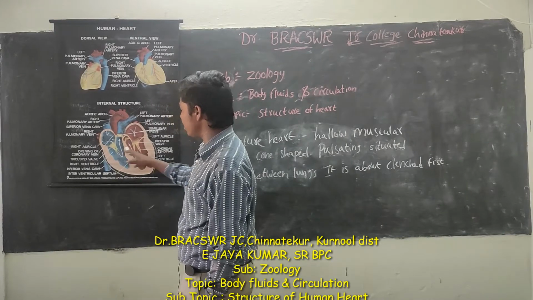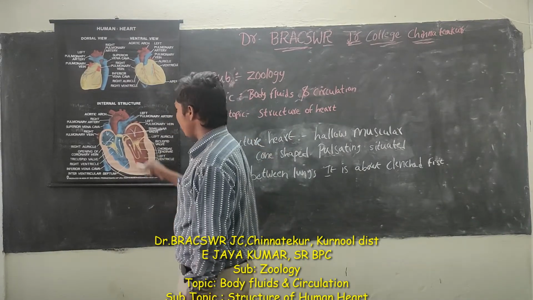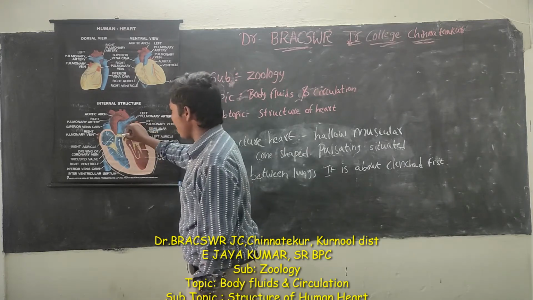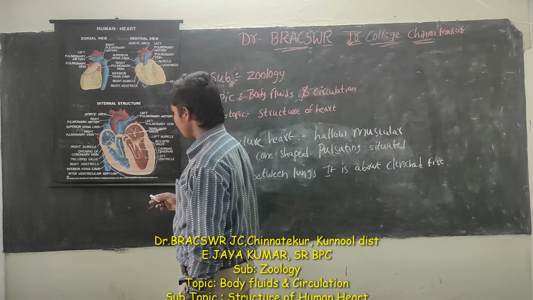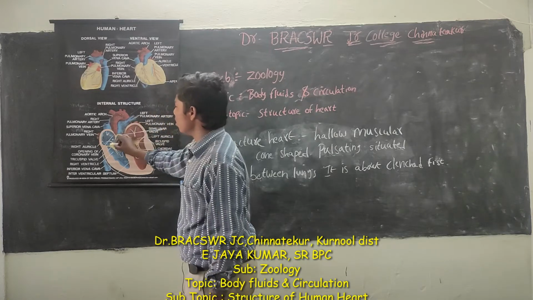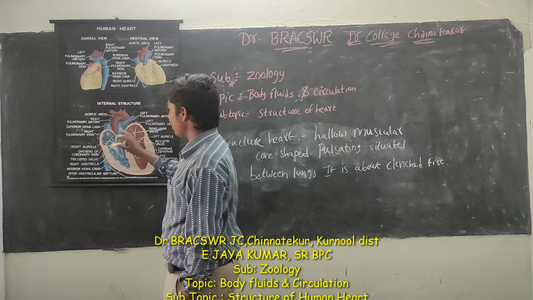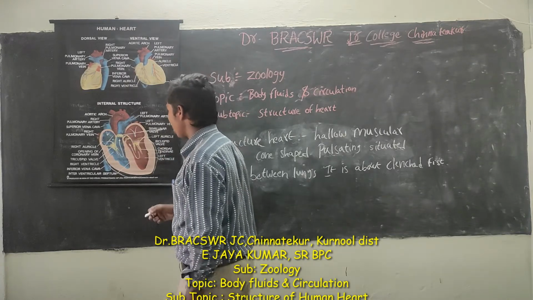The two ventricles are separated by the interventricular septum, and the two atria are separated by the interatrial septum. This interatrial septum divides the right atrium and left atrium. The atria and ventricles are separated by the coronary sulcus.